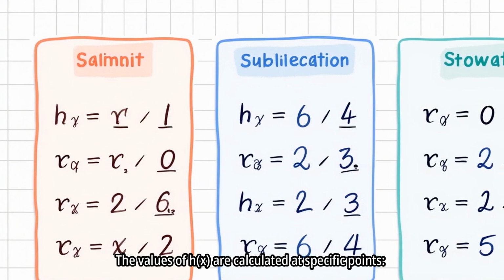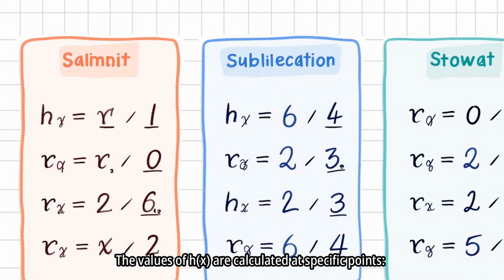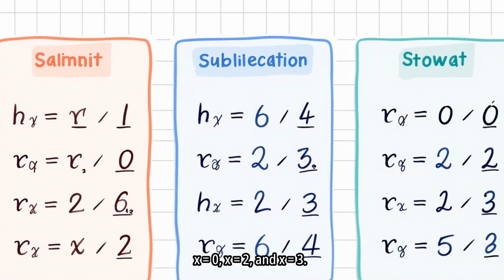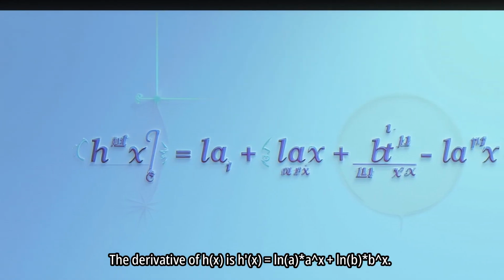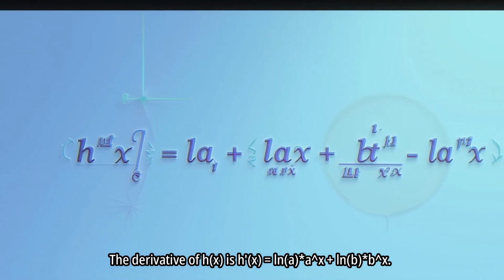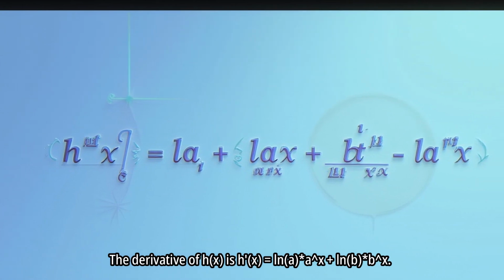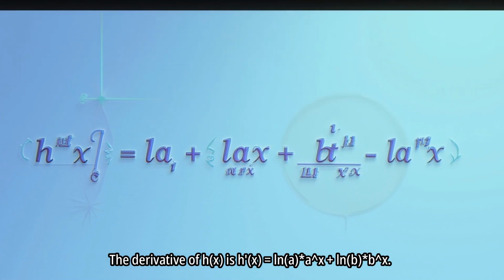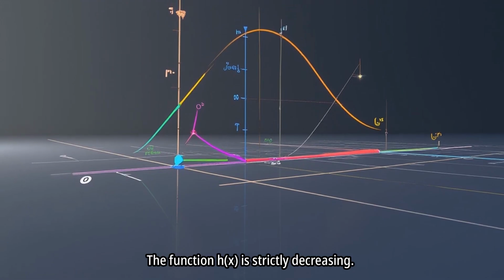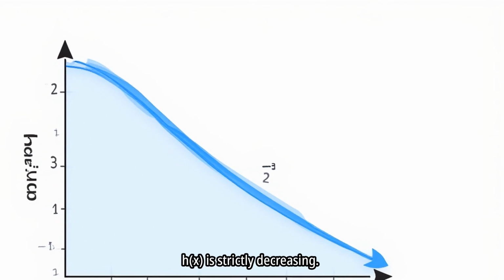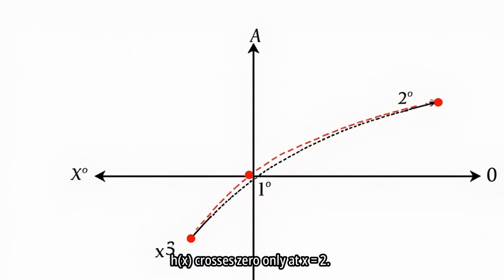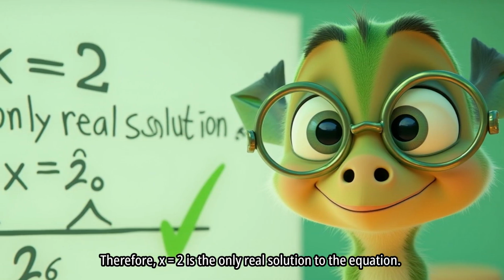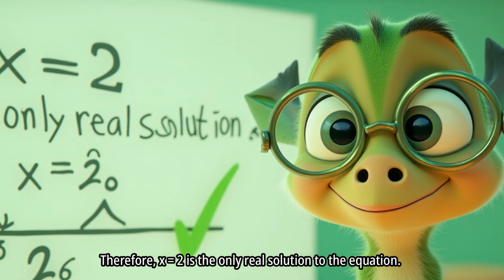The values of h(x) are calculated at specific points: x equals 0, x equals 2, and x equals 3. The derivative of h(x) is h'(x) = a^x ln a + b^x ln b. The function h(x) is strictly decreasing. h(x) crosses 0 only at x equals 2. Therefore, x equals 2 is the only real solution to the equation.